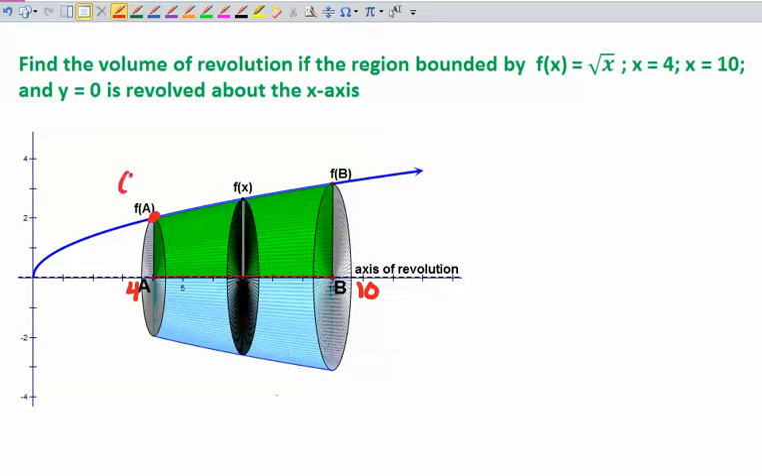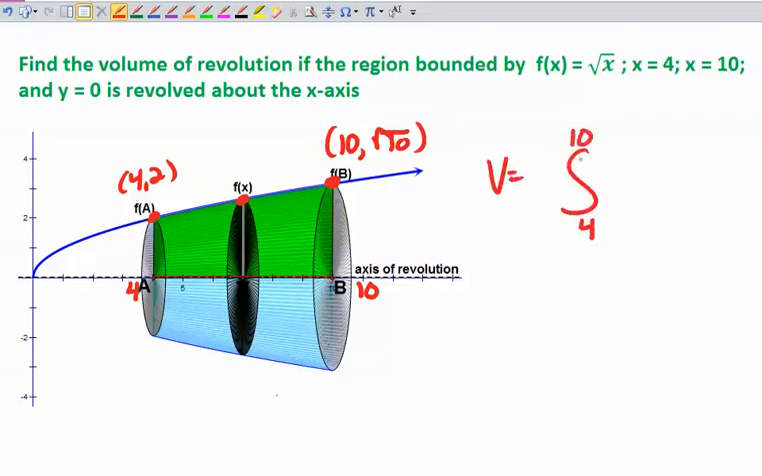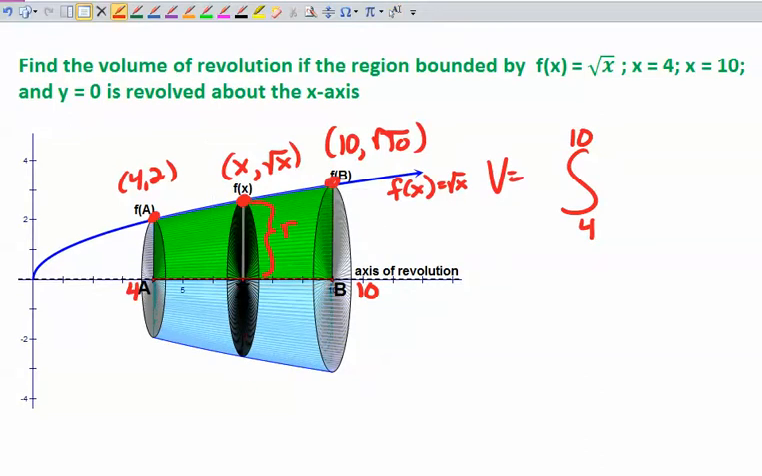So we had this point labeled at 4, 2, and we had this point labeled at 10, square root of 10. But what about this point right here? Well, remember that that disk has to move. Our integral to find our volume is going to move from 4 over to 10. So we need a variable. We can't do a fixed value here. So we say, well, for any generic value of x, what would be this distance? And of course, that comes from the formula of our function. It is the square root of x. So do you see that that becomes the radius of this typical cross section?